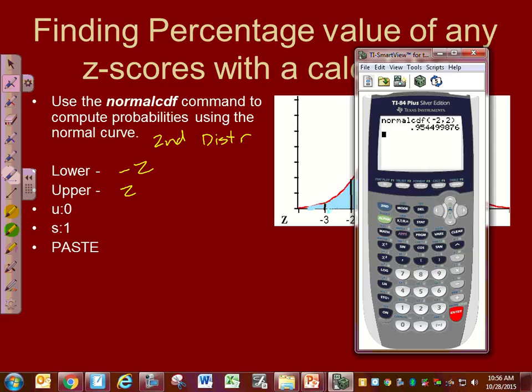Anybody having troubles? Need help? Distr, above the bars. Second distr. Normal CDF. Nope, that was normal PDF. Yes, it's 68.3. So it's approximately, our empirical rule turns out was not exact. It's an approximation. Now the lower is your low value that you're going to place, which is -1. And the upper is 1.